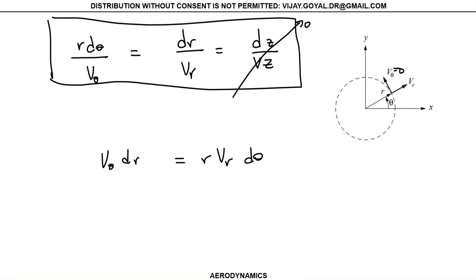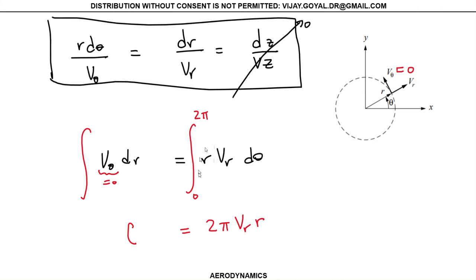Now, I told you at the beginning, this is a sink, right? Because it's a sink, this is equal to 0. So it will be 0 dr. I'm going to integrate this from 0 to 2 pi. The integral of 0 just gives you a constant, and that would be 2 pi Vr times r. This is not a function of theta. It's independent of theta, so I just get this function in the problem.